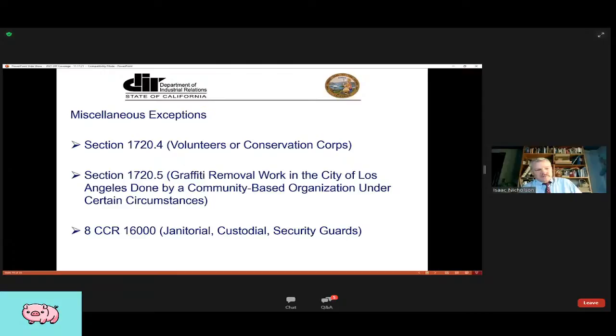Some more miscellaneous exceptions to the Labor Code: 1720.4 for volunteers or Conservation Corps. 1720.5, very specific graffiti removal done in the city of Los Angeles, done by a community-based organization under certain circumstances. And this provision excepting the work of janitorial, custodial, and security guard workers is adjacent to the definition for maintenance under California Code of Regulations, Section 16000. So you should be aware. It would be interesting to know what people's takes are on the difference between a janitor and a custodian, but I have my own ideas about that.